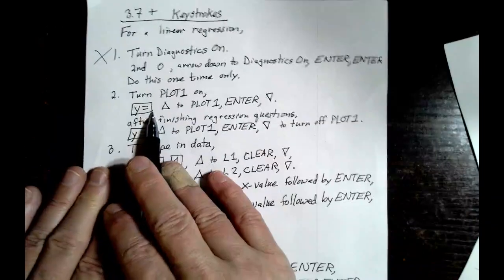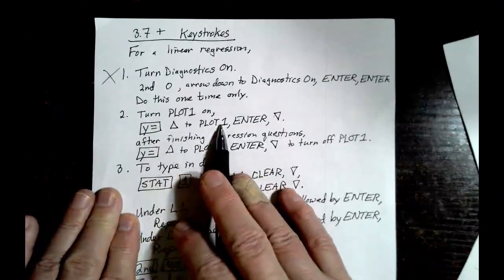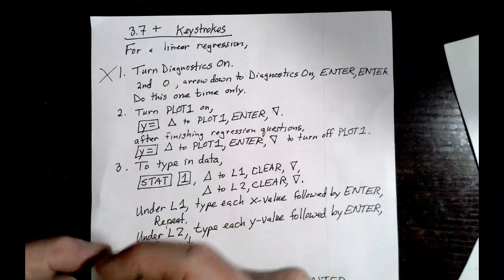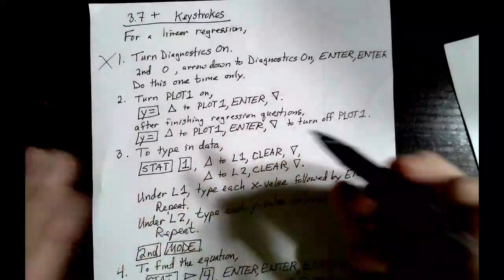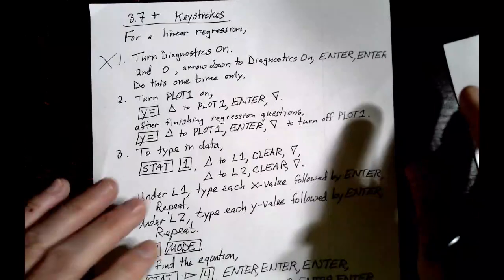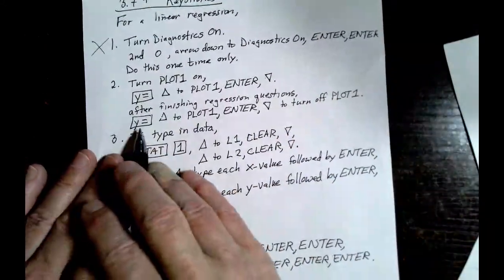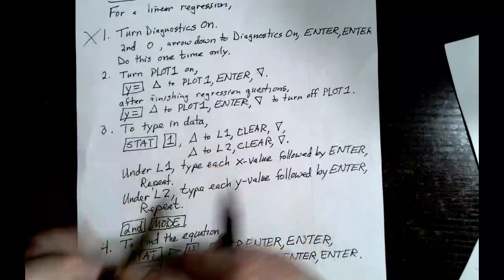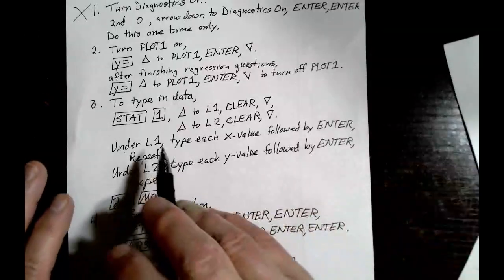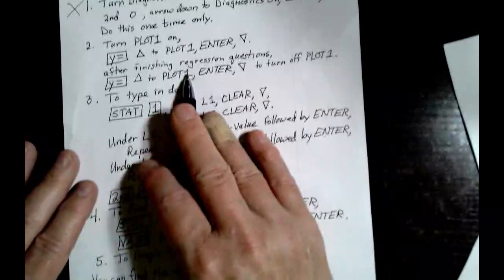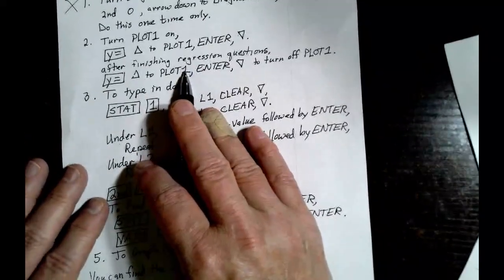So you hit y equals and you arrow up to plot 1, hit enter and arrow back down, and you'll see a black box around plot 1. Now when you finish your regression equation and you're moving on to doing something else with your calculator, you have to turn it off, otherwise you'll get an error message. So you hit y equals again, arrow up to plot 1, hit enter again, arrow down, and you will no longer see a black rectangle around plot 1, and that means you've turned it off. Okay? So you have to turn plot 1 on when you first start doing these equations, and turn it off when you're done doing these regression equations.